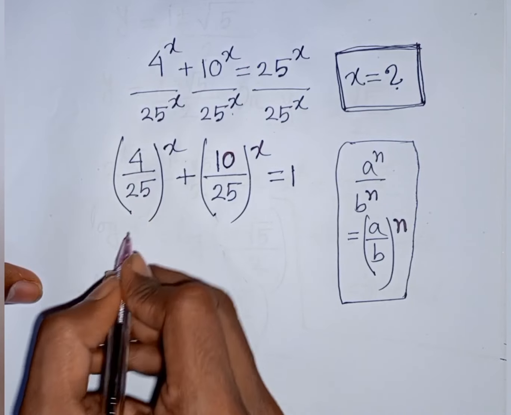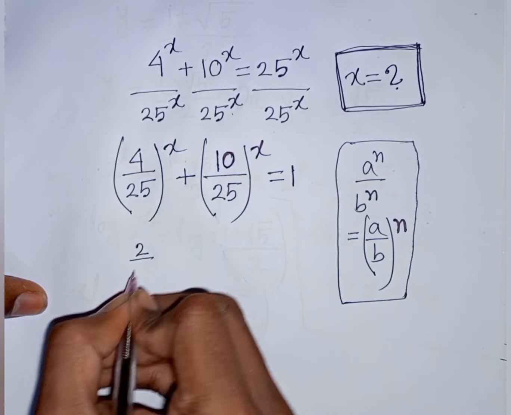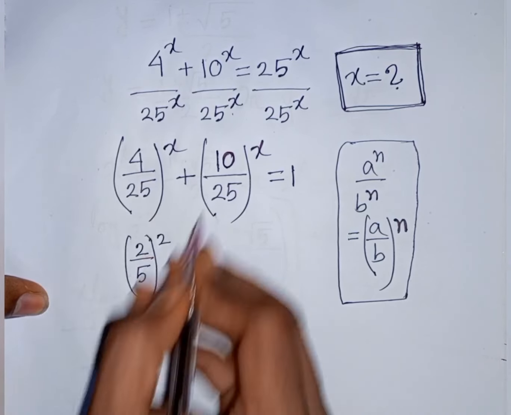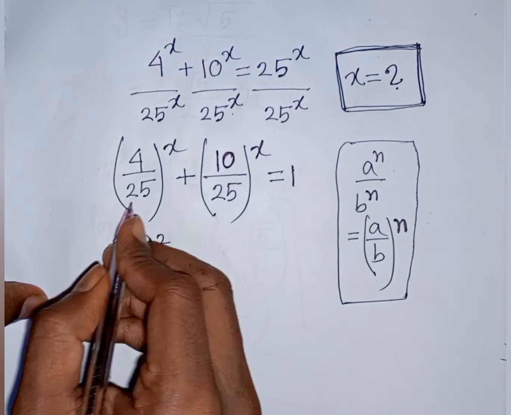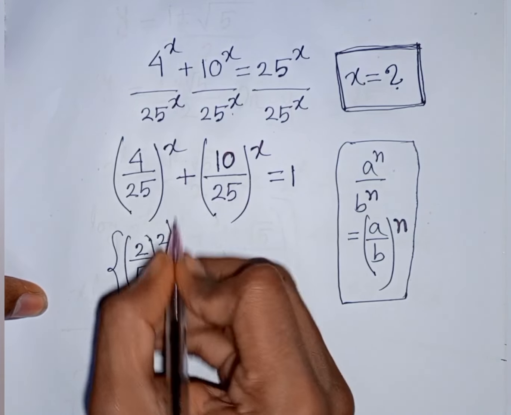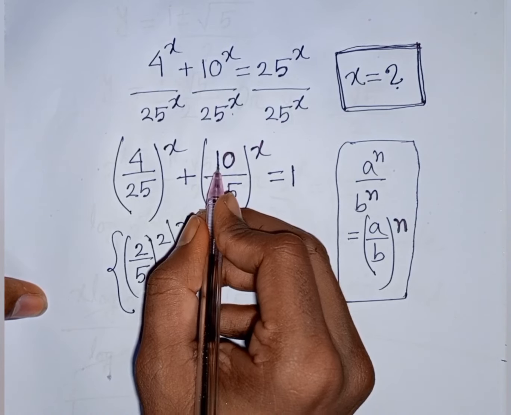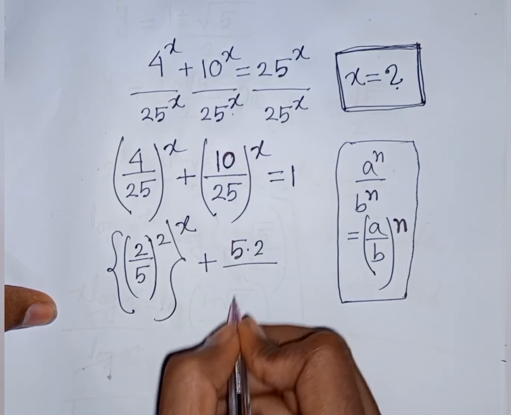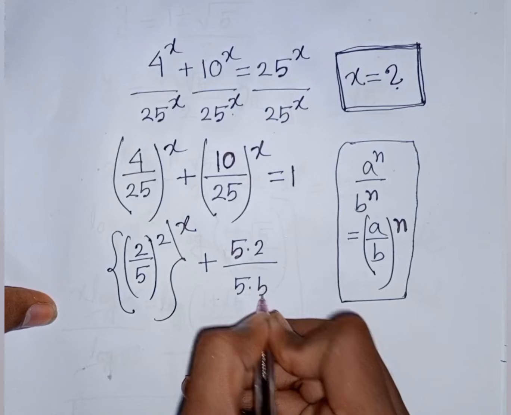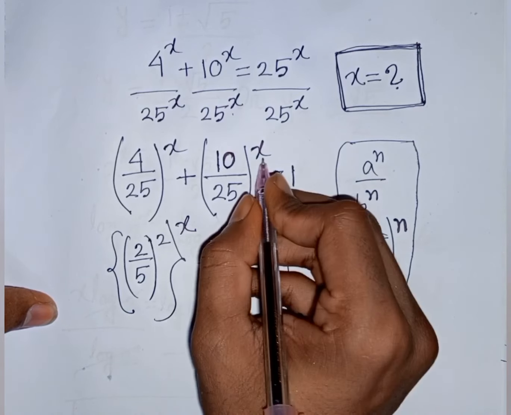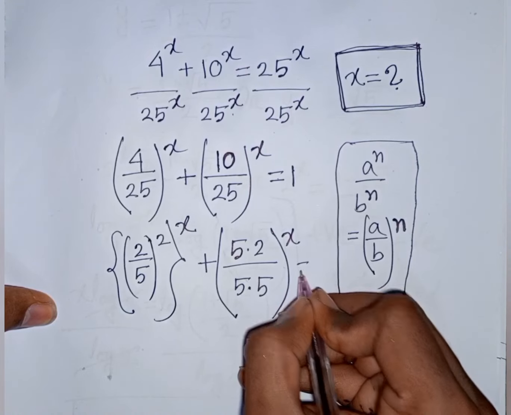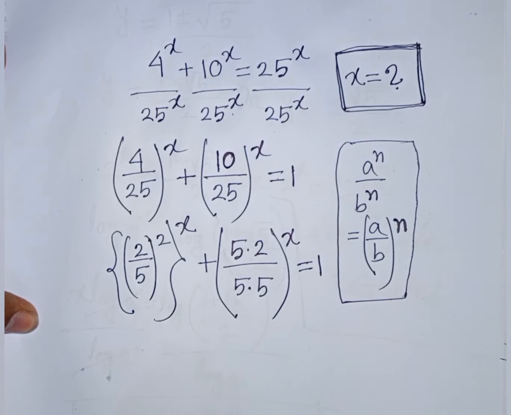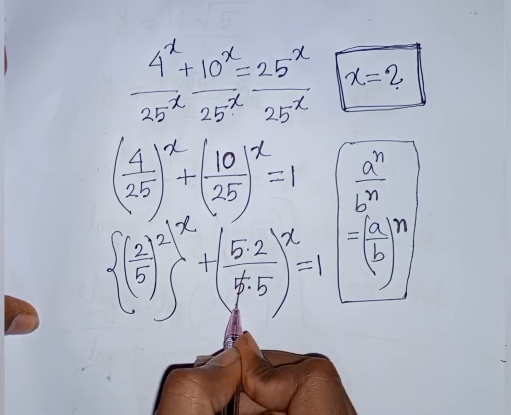Now 4 by 25 can be written as (2 over 5), bracket power of 2. 2 square is same as 4, 5 square is same as 25. Then this first bracket can be written as second bracket, then power of x, plus 10 is same as 5 times 2, over 25 can be written as 5 times 5, then bracket power of x is equal to 1. Now we see this 5 will be cancelled.